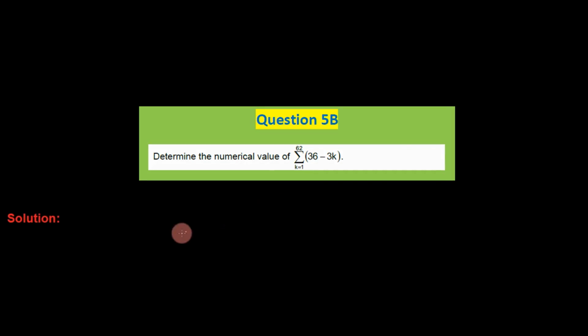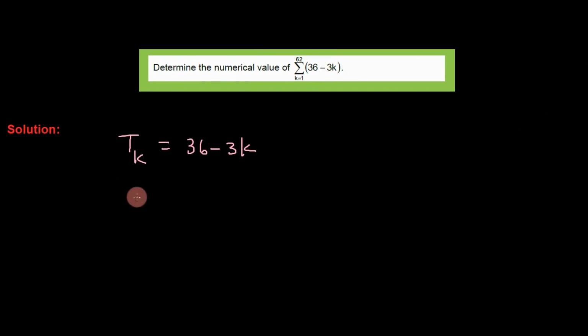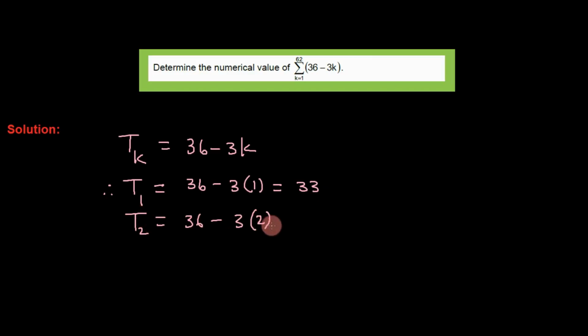Let's look at your answer to this question. We start by writing down the first three terms because we know that t sub k, the general term, is 36 minus 3k. So we can find term 1, the first term, by letting k equal to 1. So 36 minus 3 times 1, which is 33. Then the second term is 36 minus 3 times 2, which is 30. And the third term is 36 minus 3 times 3, which is 27.